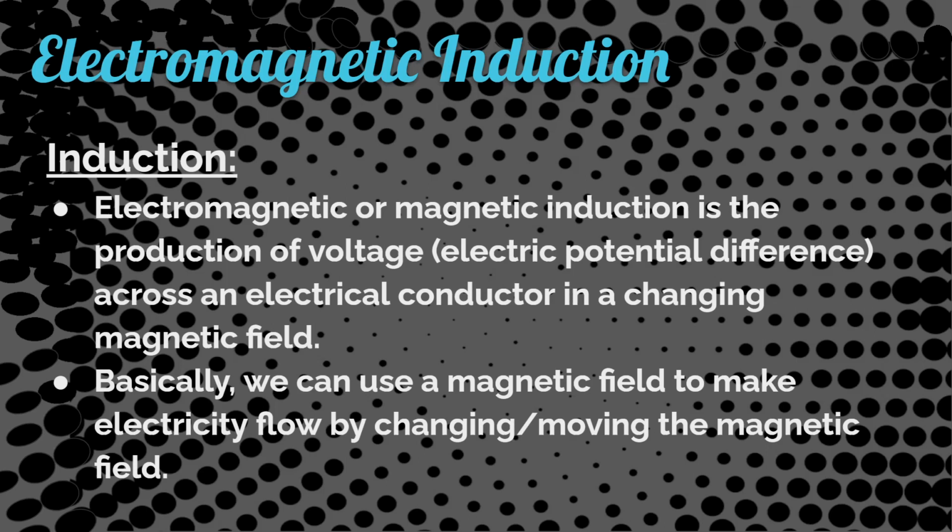Basically, we can use a magnetic field to make electricity flow by changing or moving the magnetic field. And again, that's exactly what you saw in the simulations. You saw that moving a magnet into or out of a coil of wire, by changing the field that went through that wire, you were able to cause current to flow.